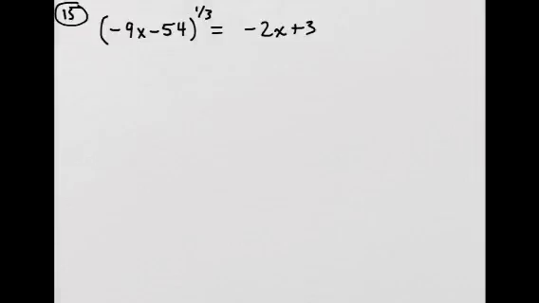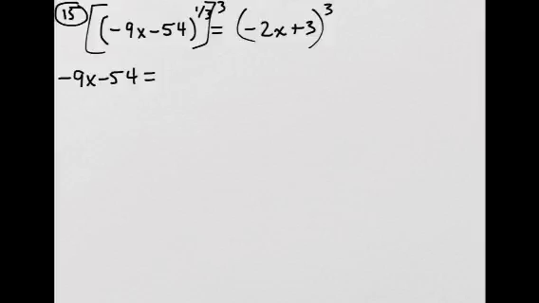Alright, so 15, we want to get rid of that 1/3, okay, to be able to solve for x. So we're going to raise both sides to the 3rd power. Remember, on the right side we add parentheses and then 3rd power. So we have negative 9x minus 54 on the left. On the right, remember what that 3rd power means with the binomial. It's negative 2x plus 3, negative 2x plus 3, and negative 2x plus 3.